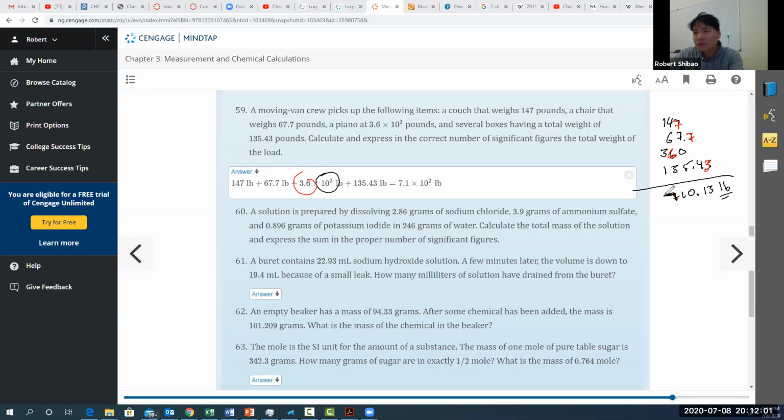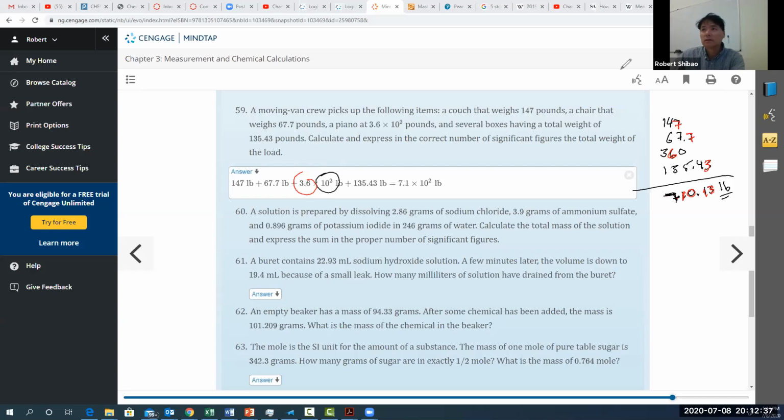When we carry down the uncertainty, if this is uncertain, it's going to mark this one as uncertain. And so this is uncertain because of this digit here. This is going to be uncertain because of that seven there. This is uncertain here. We're only allowed one uncertain digit, and so we have to drop these other three. And so the final answer is going to be 710 pounds, and that shows one uncertain digit.